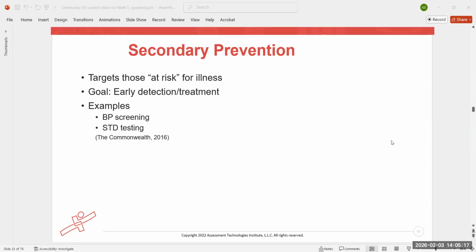Then you have secondary prevention. Now we're trying to target who's at risk for the illness. We're trying to detect early so we can limit adverse effects from occurring. Examples here are a lot of screening: blood pressure screening, STD testing, cancer screening, heart disease risk, diabetes, sensory impairments, and also infrastructure risk, like lead testing in kids, and screening for respiratory illnesses.